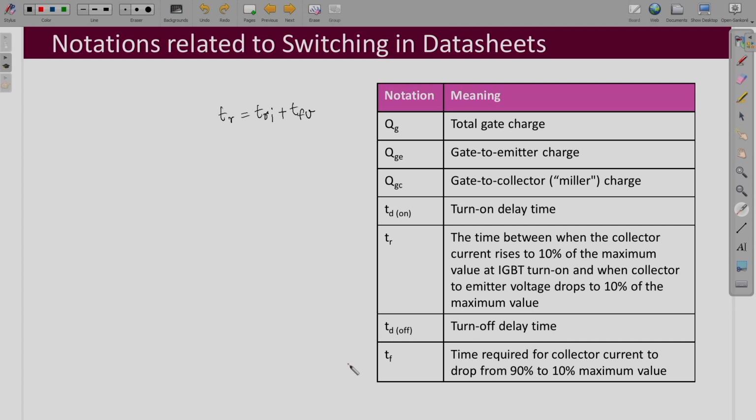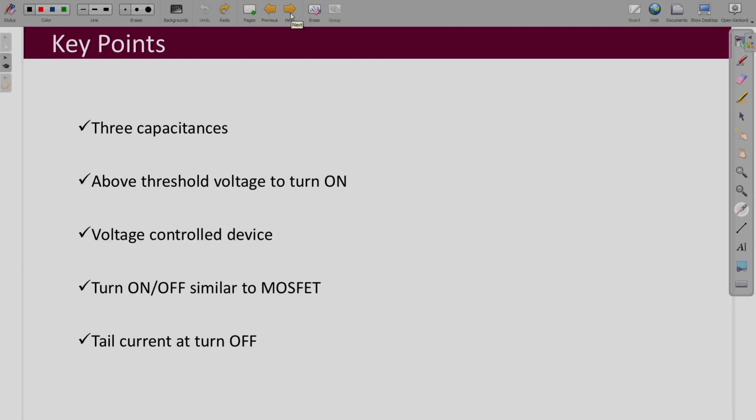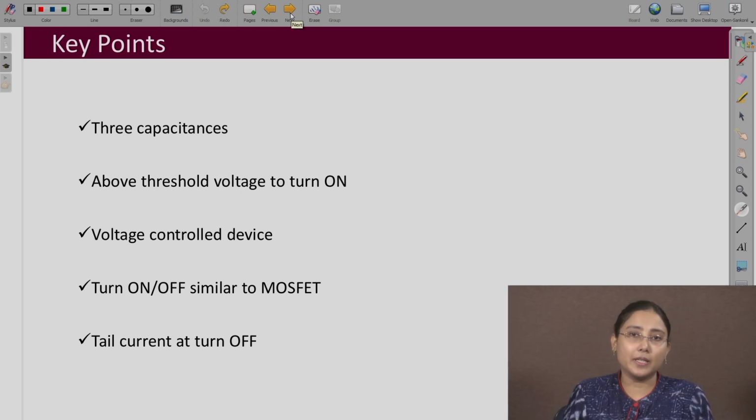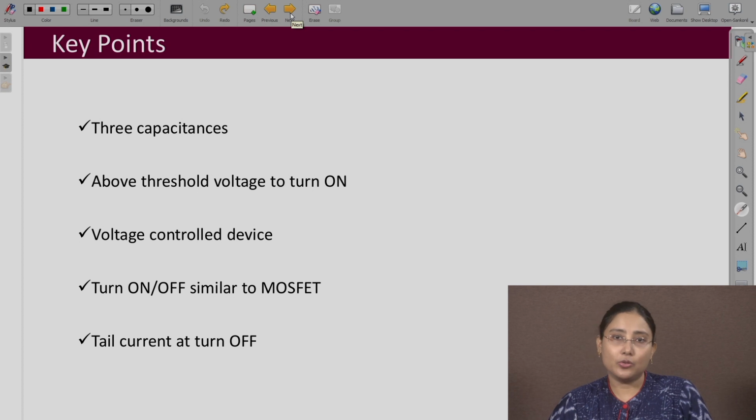So what are the key points of this lecture? Three parasitic capacitances are important; they play an important role in the turn on and turn off of the IGBT. The gate to emitter voltage has to be above the threshold voltage for it to turn on, and it is a voltage controlled device like MOSFET. Turn on and turn off are similar to MOSFET, but there is a tail current in IGBT which is not present in MOSFETs, and which makes IGBT a relatively slower device than MOSFET.